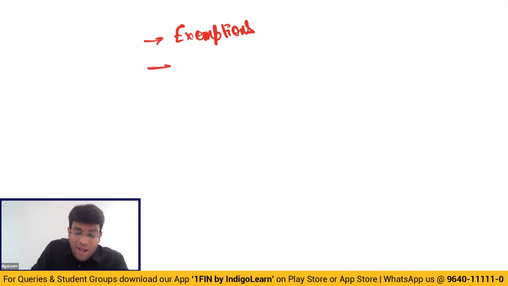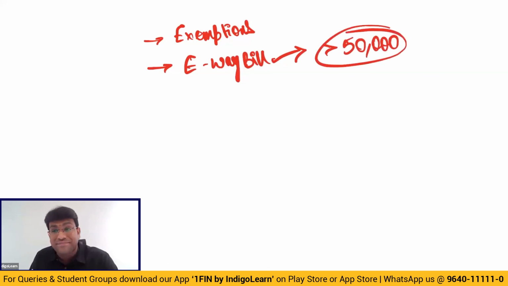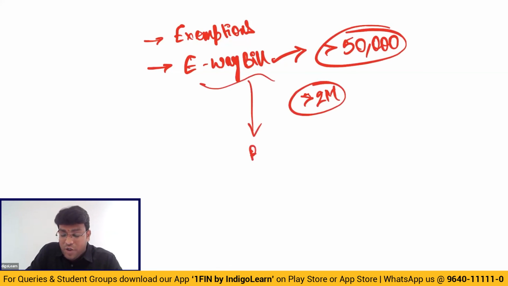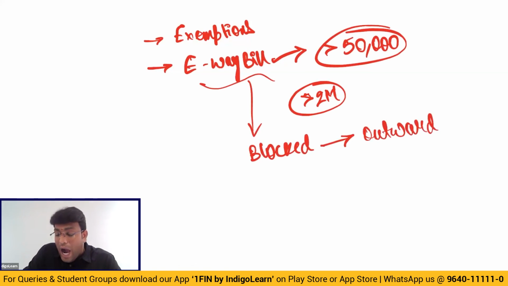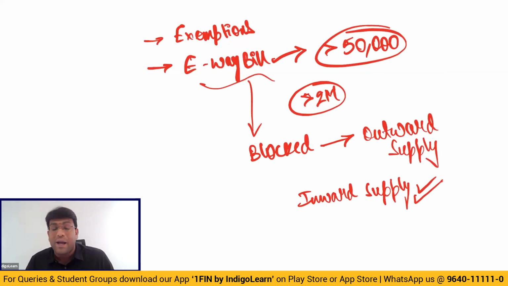Clear? Next. Apart from exemptions, we have one small topic called the e-way bill, which is mandatory only when there is a movement of goods of value exceeding 50,000. If you have not filed returns for more than 2 months, the facility of generating an e-way bill will be blocked. But it is blocked only for outward supply; inward supply is still possible. This is a latest amendment and a high probability question may come, because e-way bill generation is blocked only for outward movement, while inward movement is still possible.